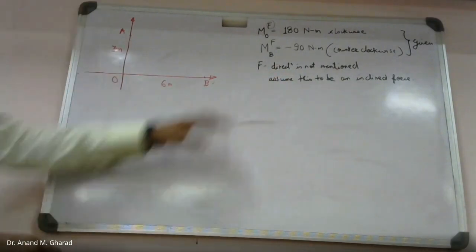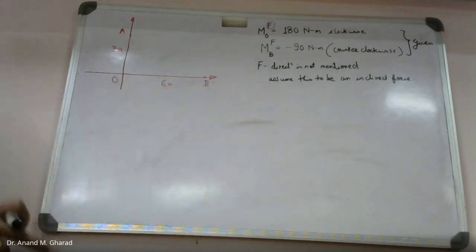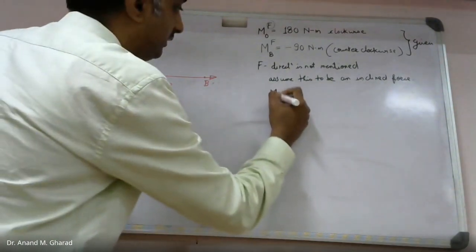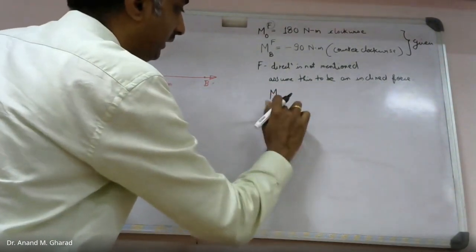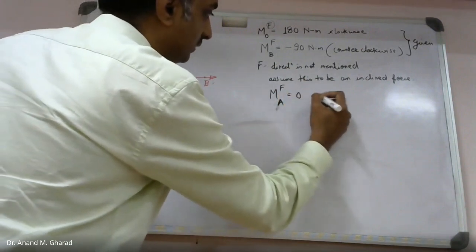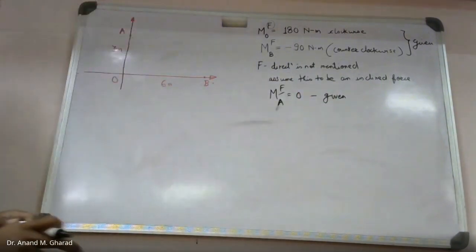So where to keep this force F? That is now the question. There is one more piece of information given. It says that if the moment about point A due to force F is 0, then you are supposed to find out this F value.